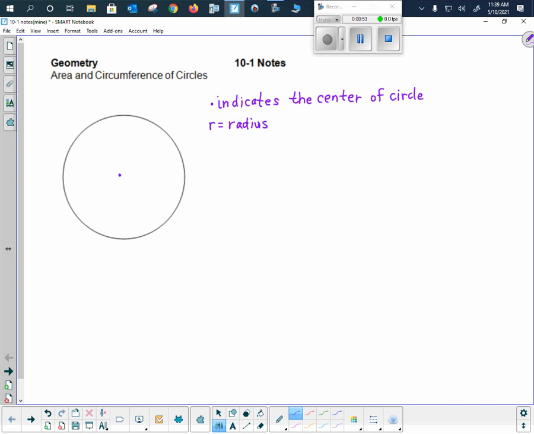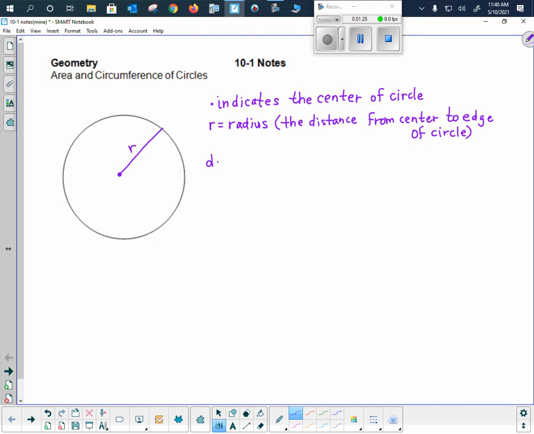And by definition, guys, the radius is the distance from the center to the edge of the circle. All right, so for instance, if I went from that center dot to the edge, that would be lowercase r. I'll just make the center dot a little bit bigger.